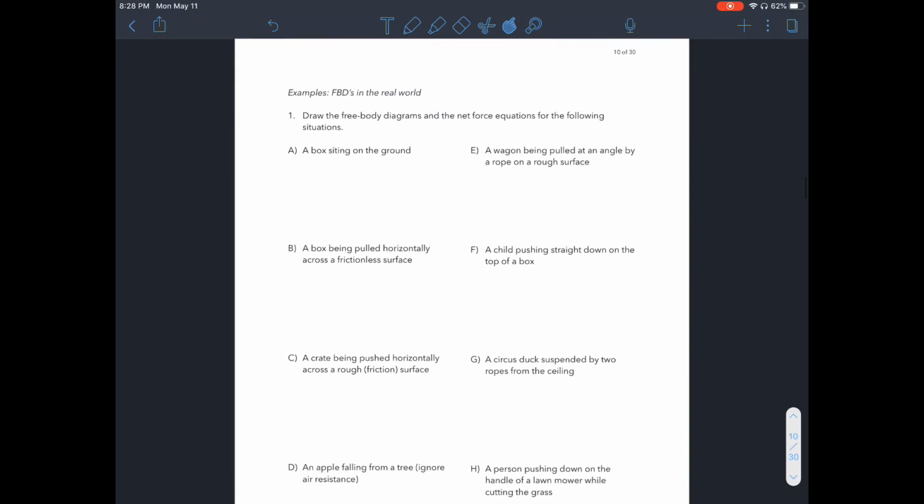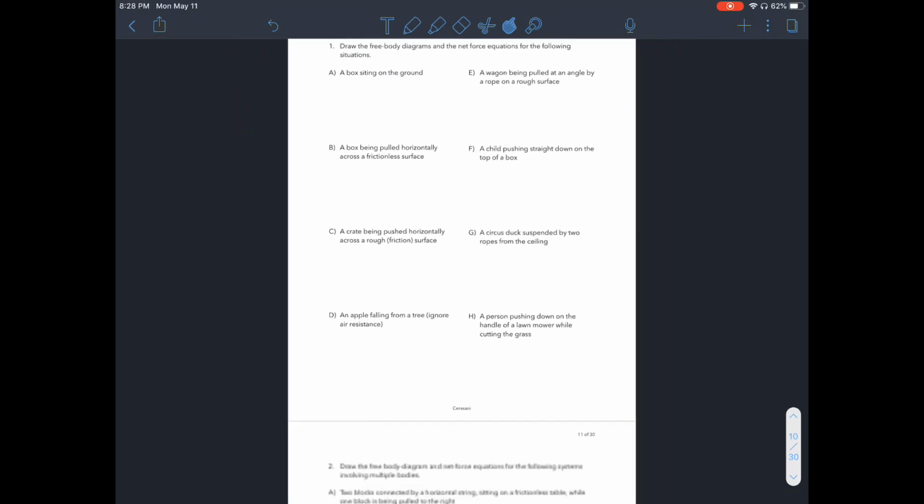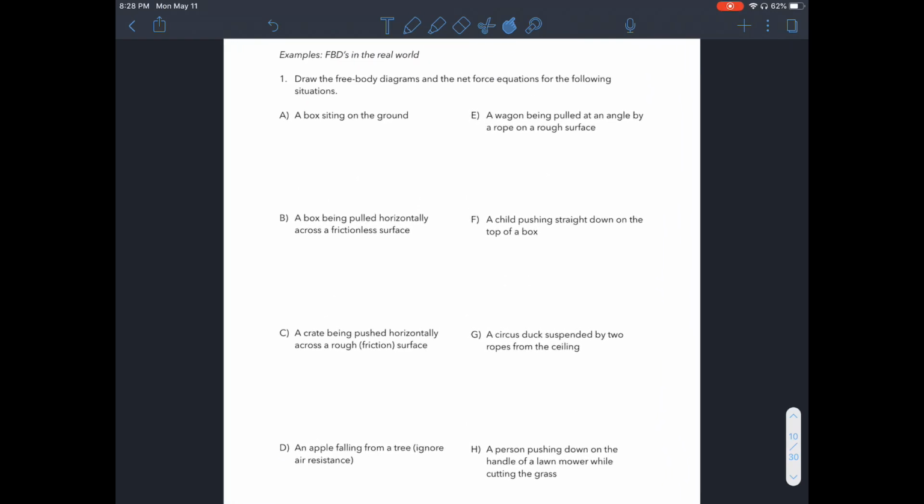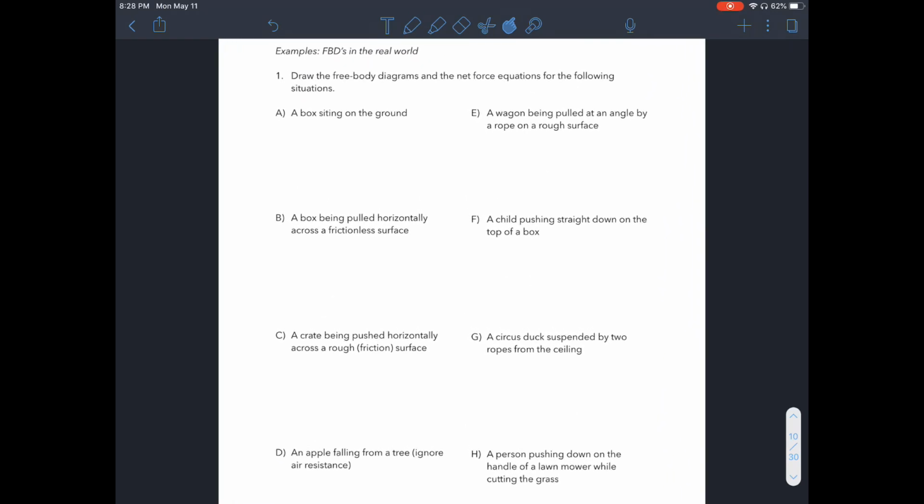So I'm going to do a couple examples of drawing free body diagrams in the real world. We're going to go over more of this in class. We're going to draw these free body diagrams, and then determine the net force equations for the different scenarios. So, box on the ground, that one we've done before. You can do that one. We've got a box being pulled horizontally on a frictionless surface. That's fine, kind of like A, we're going to do that. I'll do C with you.